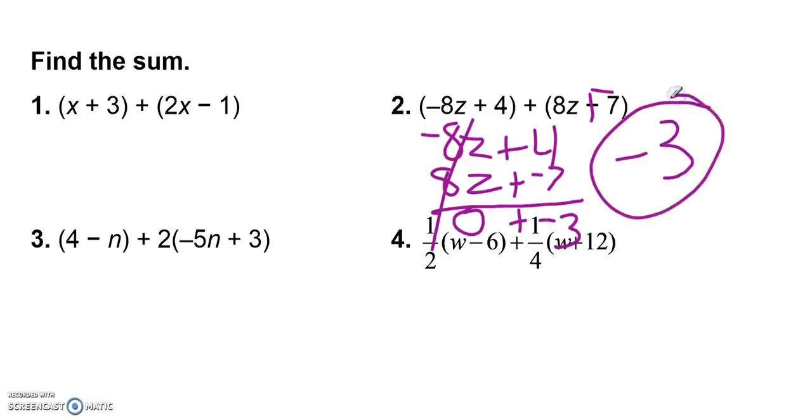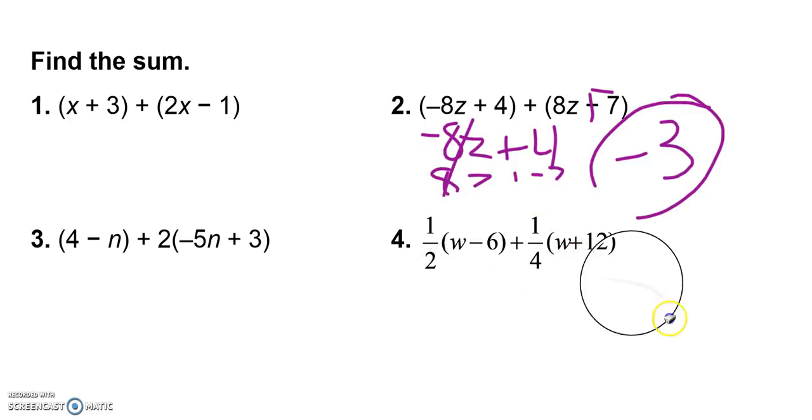Nice. Okay, and then let me erase this because that's totally annoying right over that problem. And we'll try to do this one. It's really intimidating. Look at all these fractions. Oh my goodness. Just kidding. It's not that bad.